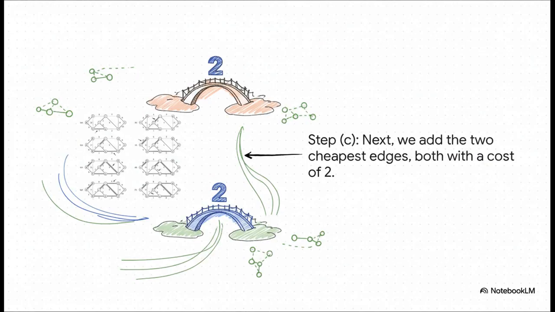Okay, now here's where it gets really interesting. The algorithm finds the next cheapest links, and it turns out there are 2 of them, both costing 2. So we add them both. And notice what's happening.